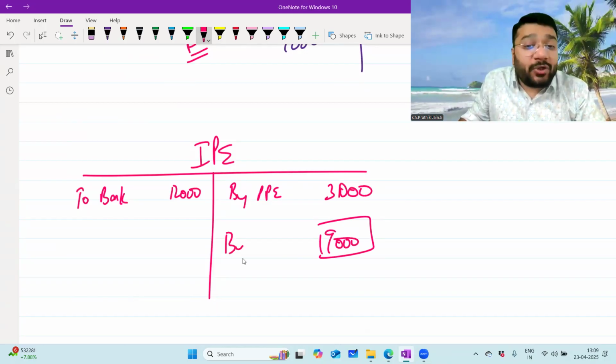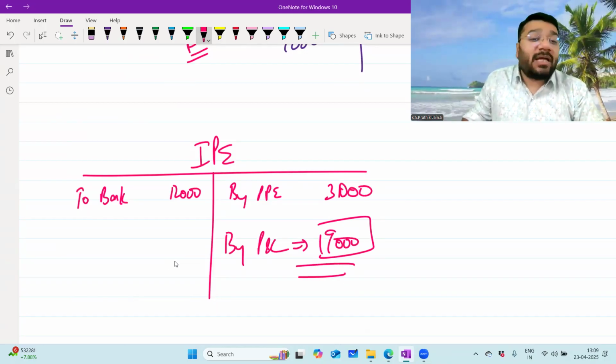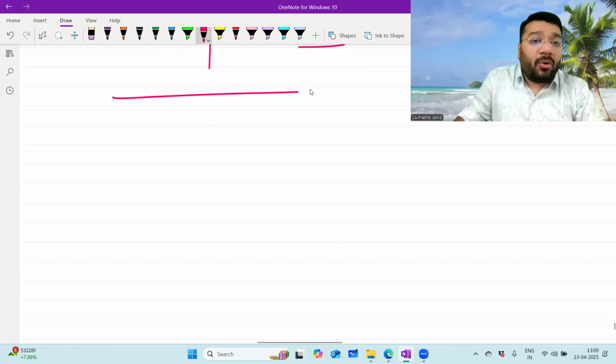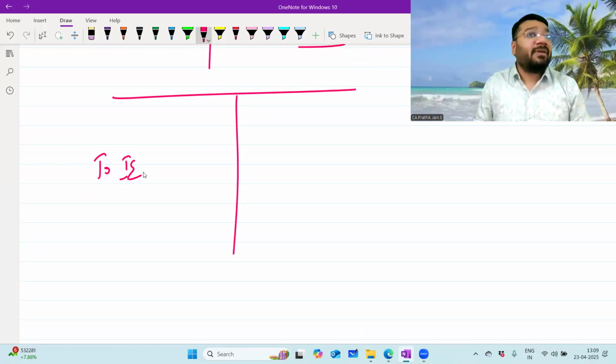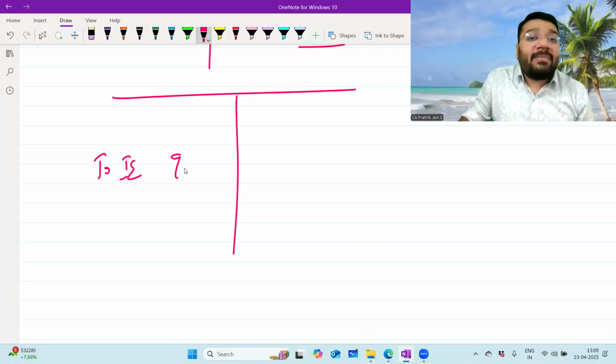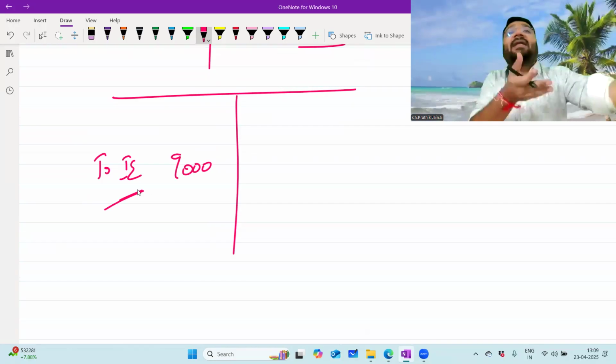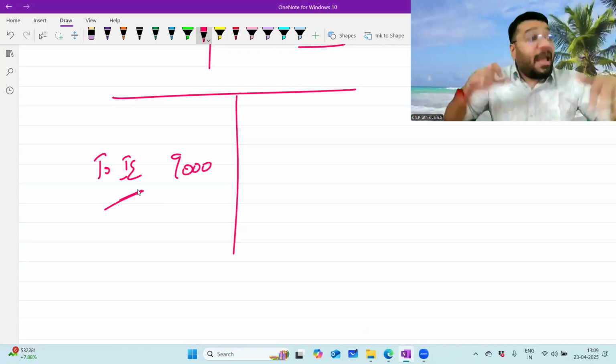This is what is transferred to your P&L account. Now in the P&L account, will 12,000 come and sit in insurance expense? What will come and sit? 9,000. Ultimately, the closing balance of the ledger comes and sits in the P&L account by passing a closing entry.